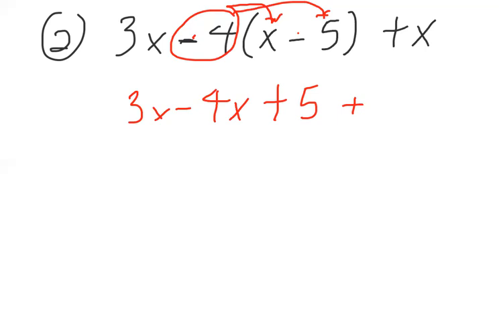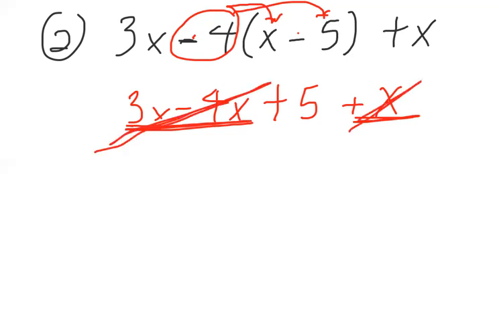All right, guys, so now it's all about combining the like terms. We're going to combine 3x minus 4x plus x. Shazam, they cancel out, guys, they cancel out. 3x minus 4x is negative x. Negative x plus 5 plus x, they cancel each other out, leaving you with just 5. And bam, just like that, you're done.